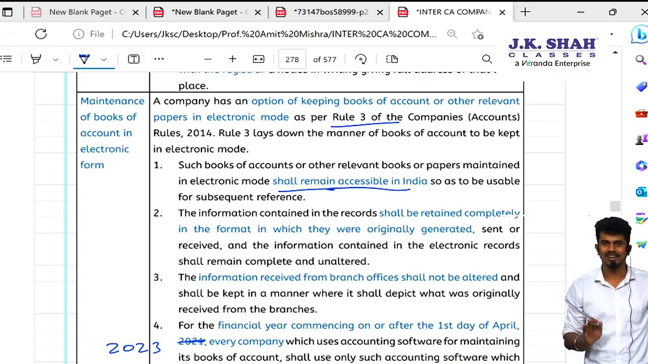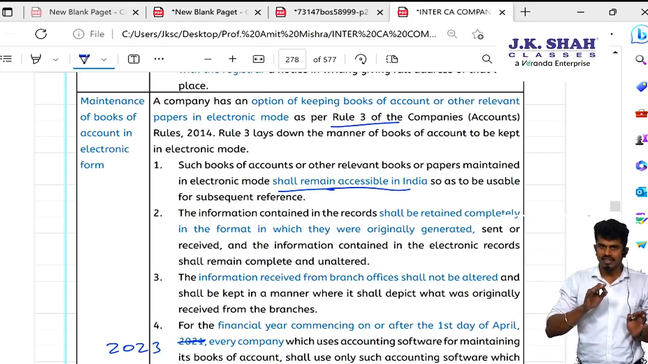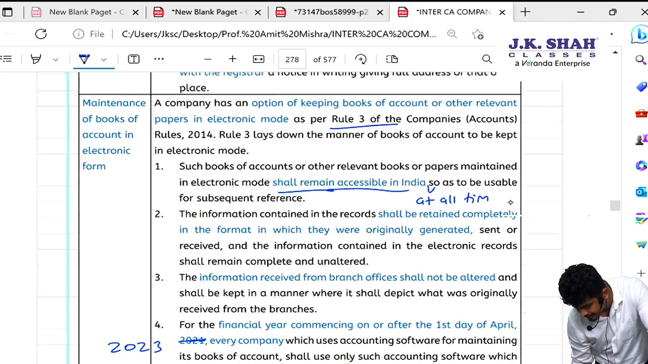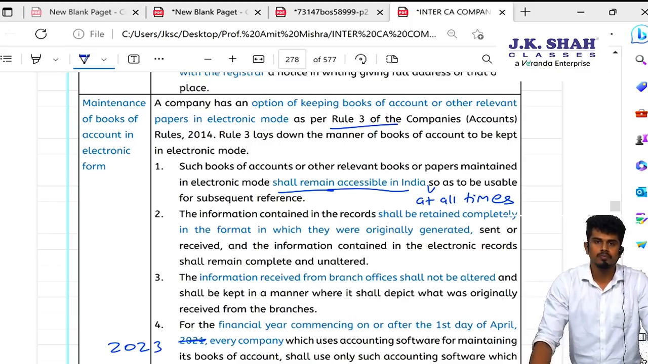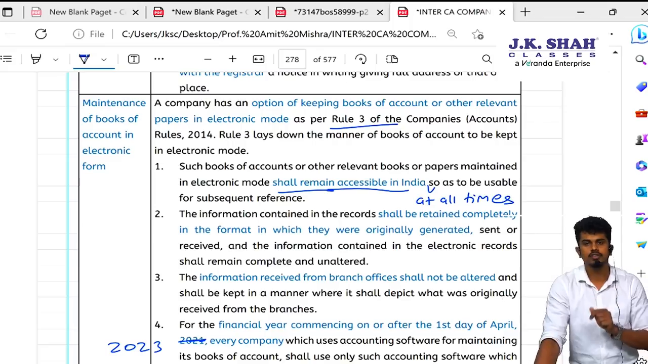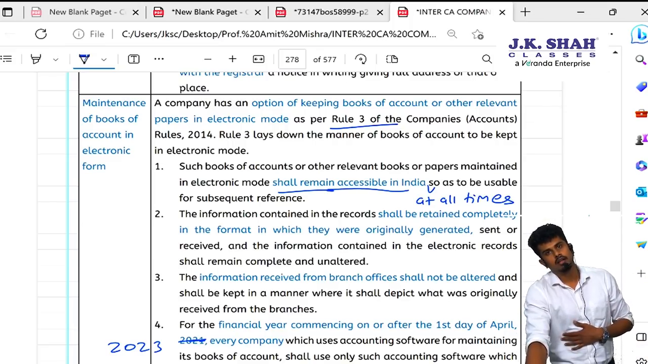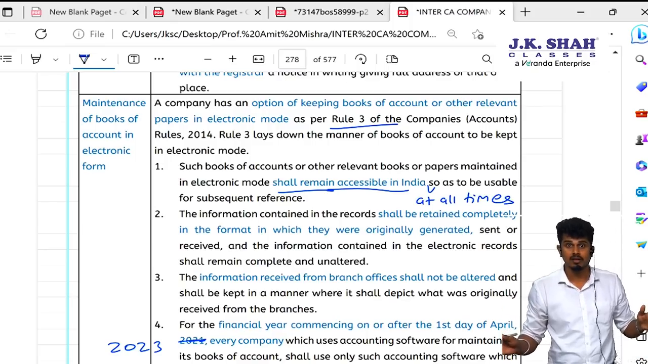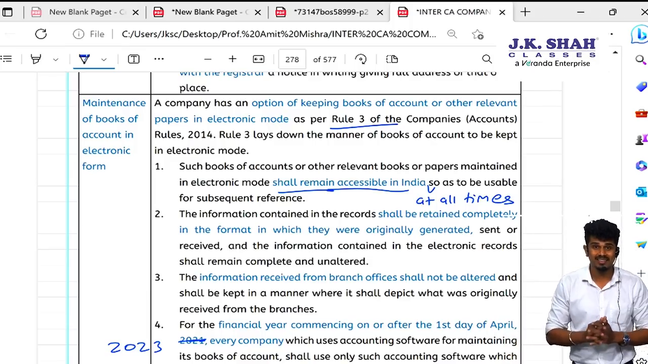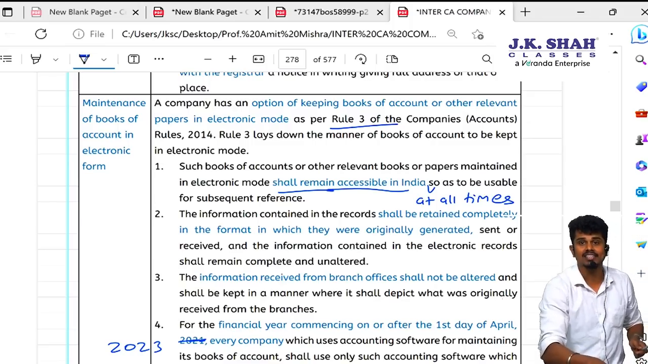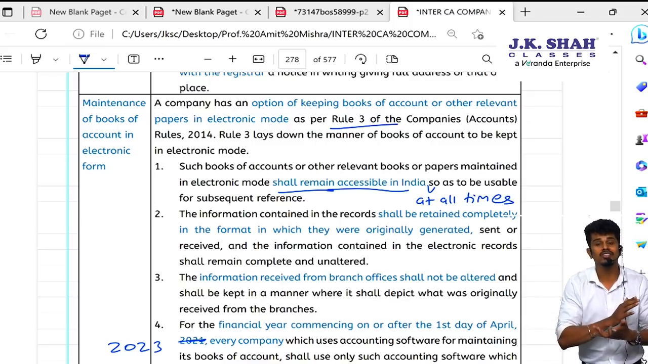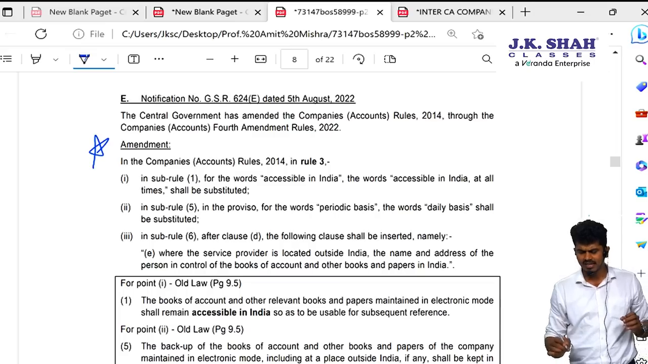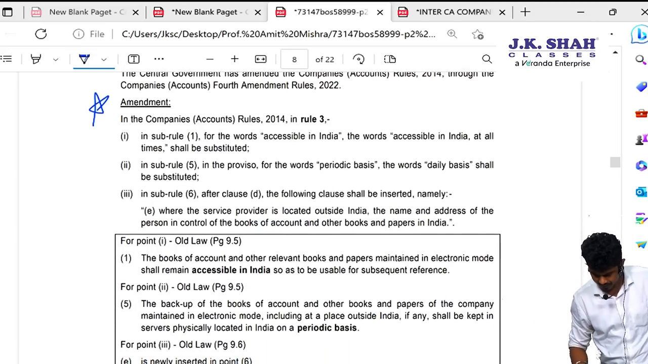Earlier, it said it shall remain accessible in India. Now they specify that it shall remain accessible in India at all times. Because what companies used to do, they used to keep books of account in electronic form, and the word written was accessible in India. So what does the government mean by this? Government wants that it should be accessible in India at all times. Few companies used to comply periodically. Say, for example, 10 days I am keeping it accessible in India, 20 days I am not. Now those loopholes will be filled by this amendment, because they have added the words at all times. That means if books of account are kept in electronic form, they should be accessible in India at all times. First one is done.